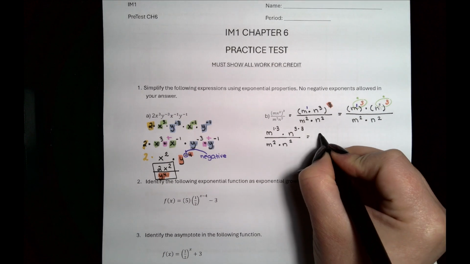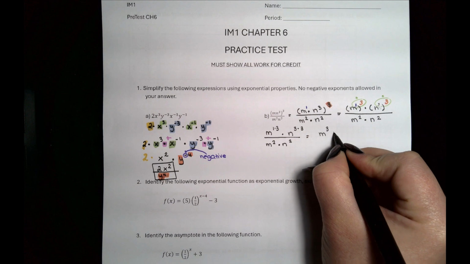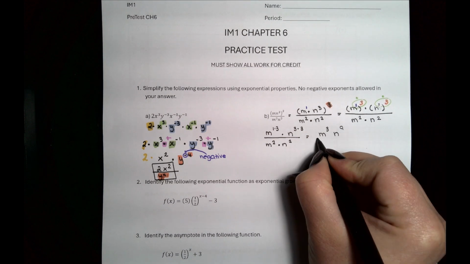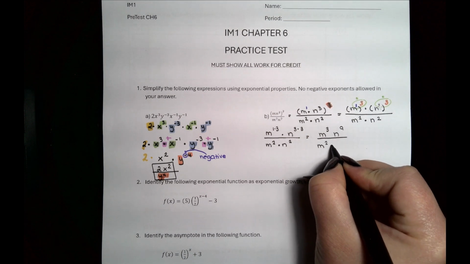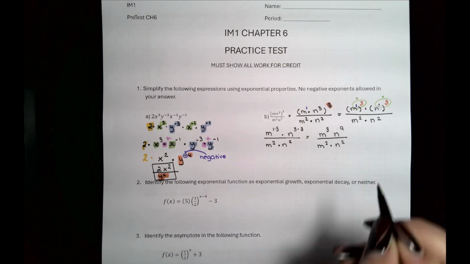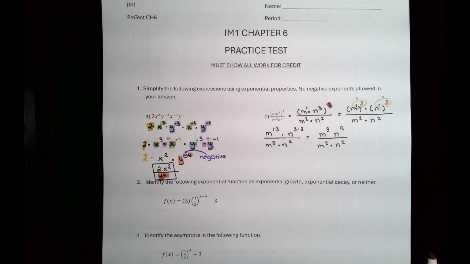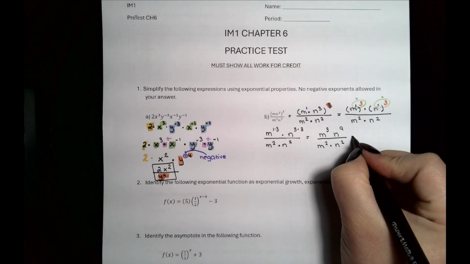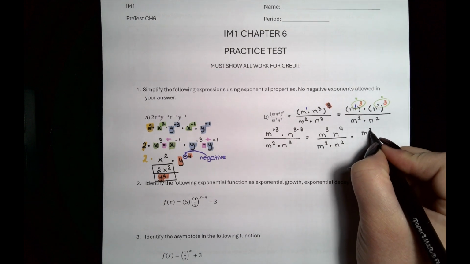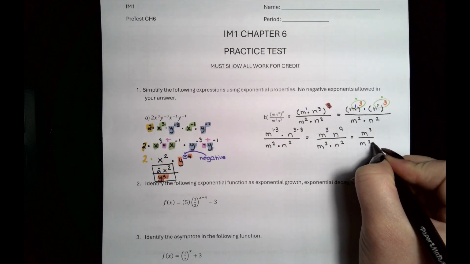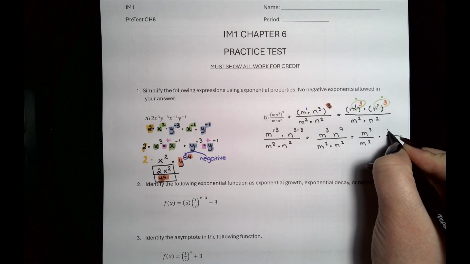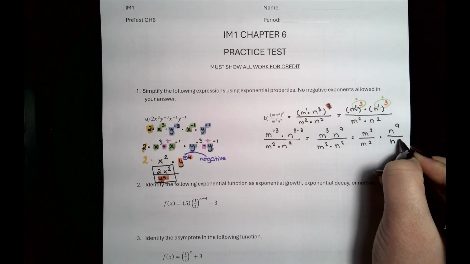Let's go ahead and multiply this. 1 times 3 is 3. 3 times 3 is 9. And again, we're just copying down that denominator. Notice that we have m's top and bottom and n's top and bottom. We're going to separate that out into two fractions. The m's get their own fraction, the n's get their own fraction.